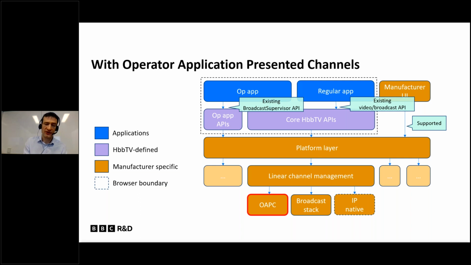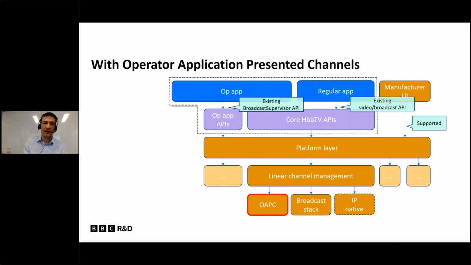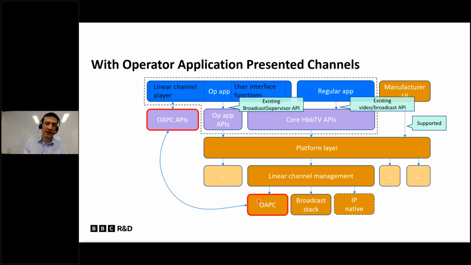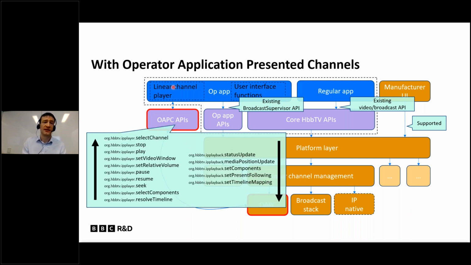And then when one of those channels is selected, the TV manufacturer's implementation calls up through this new API to a linear channel player component within the OpApp, probably making use of a JavaScript dash player. And just briefly, that API consists of things like selecting channels, pausing, selecting particular components, going one way, and calls down the other way to update the TV on the status of the channel, media position, and so forth.